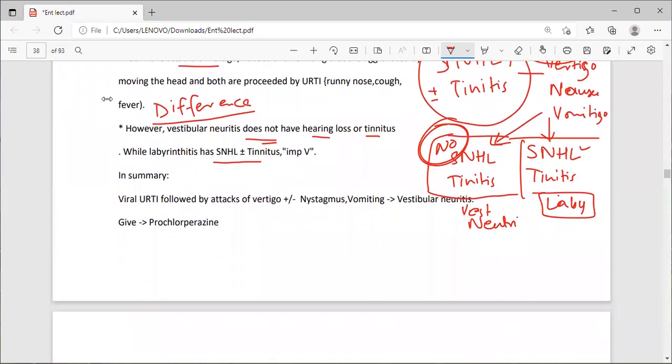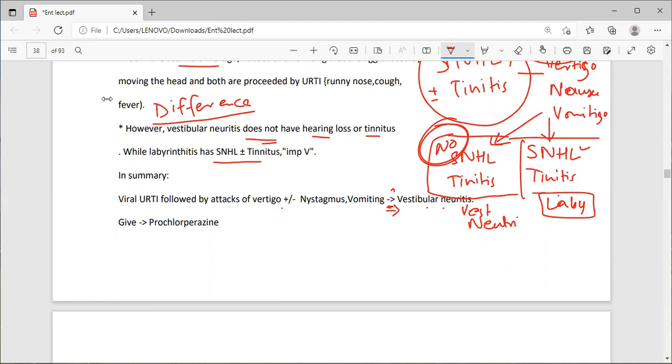Now let's move further. In summary, viral upper respiratory tract infection followed by attacks of vertigo plus or minus nystagmus and vomiting is equal to vestibular neuritis. Not greater than, sorry, it is equal to, okay.